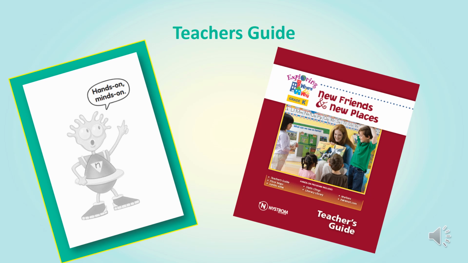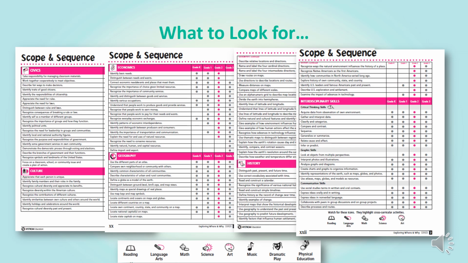Your teacher's guide contains everything you need to execute cross-curricular activities with your students using our hands-on, minds-on approach. Let's take a look. Here are your scope and sequence pages. You will see how Exploring Where and Why is a scaffolded program that builds on the previous year. At the bottom of Roman numeral page 22, you will see how a few of the icons represent the cross-curricular opportunities that are afforded students here in communities here and there.